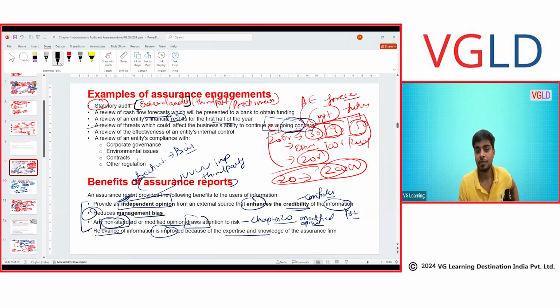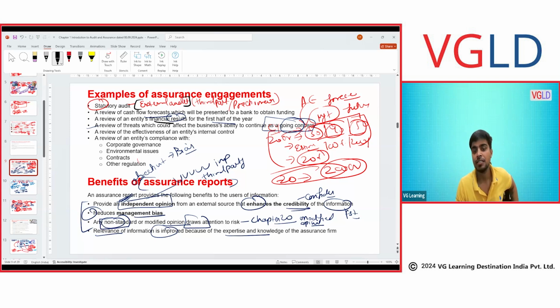So review of cash flow. Let's say cash flow is what you project about the entity for the next 6 months, next 1 year, next 2 years, next 5 years. So that is just a projection, an estimation. So we try to review it. It's definitely a type of limited assurance, not a guarantee here.